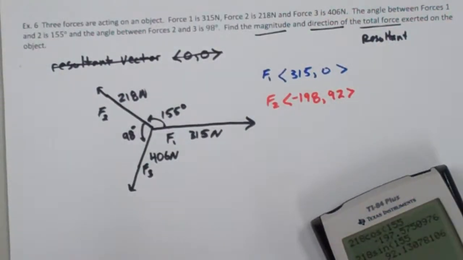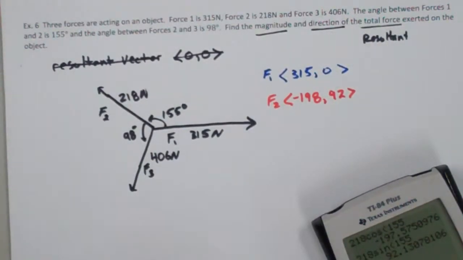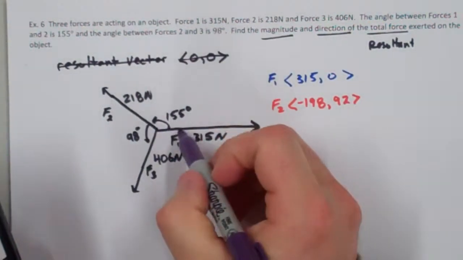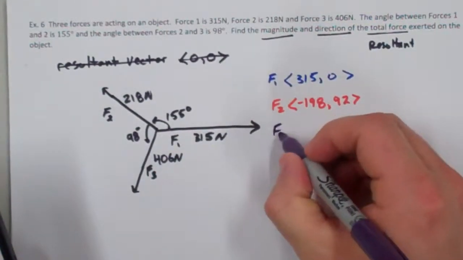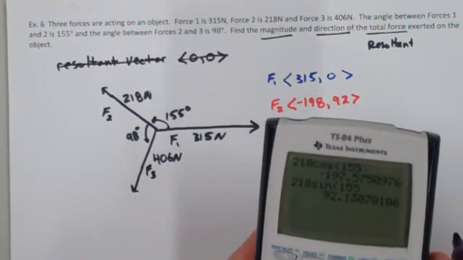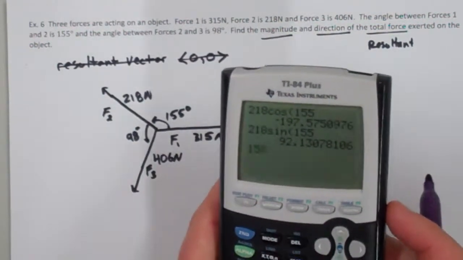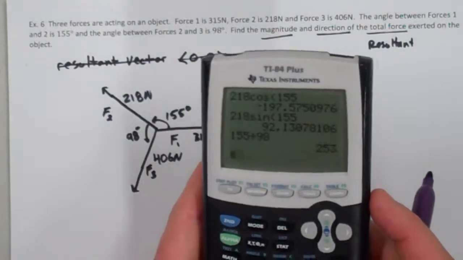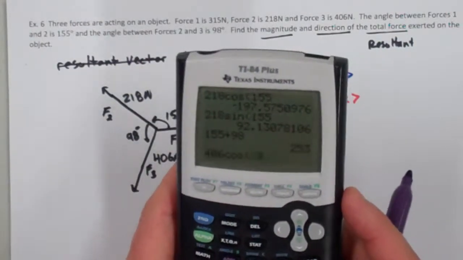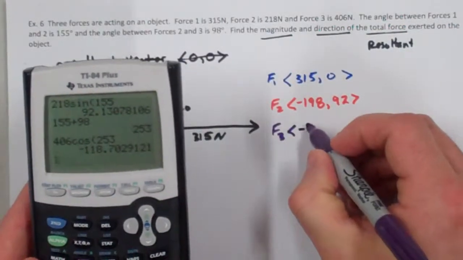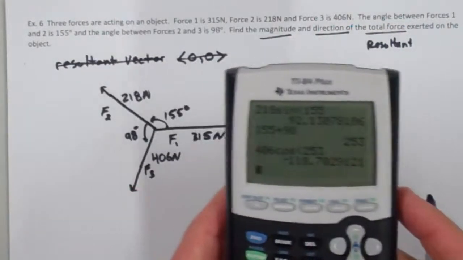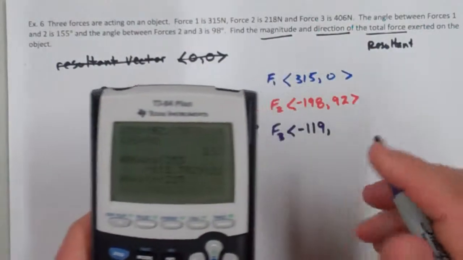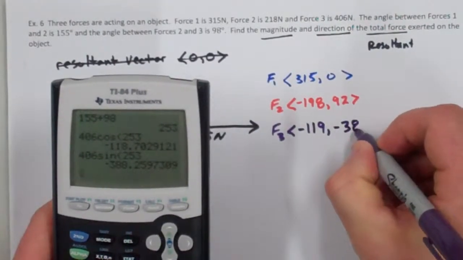And then we'll do a different color here for the next one. Even though the problem says 98, we're going from the positive x-axis, so we're not going to use 98. What we're going to have to do is add 155 and 98, and that's 253. So our force is 406, and we're going to do the cosine and then 253. So this is negative 119. And then we can do the same thing with the sine. That'll give us our y component. So that's negative 388.